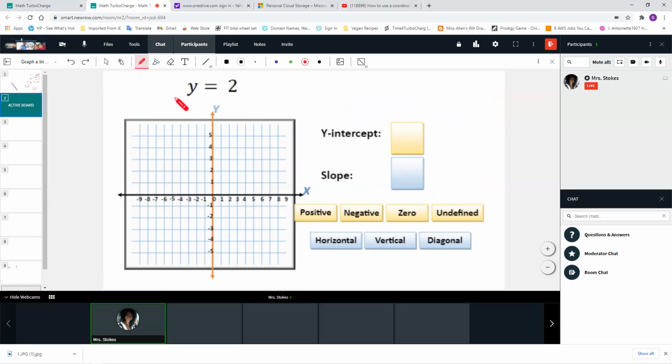This particular question says y equals 2, and this question has no slope. So we have 0 slope here. But I do have a y-intercept of 2. So I need to go to 2, and I need to draw a line straight through my point there.